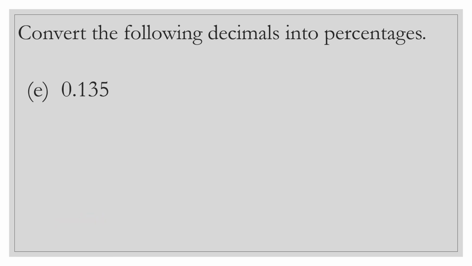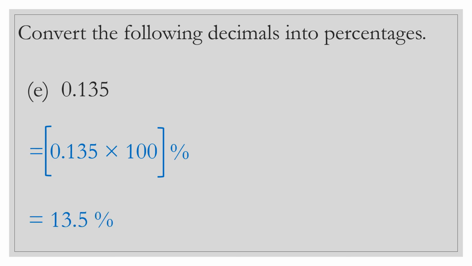Let's solve one more question. Question number E. Convert 0.135 into percentage. Again, multiply the decimal by 100 and put the percentage symbol. That means write 0.135 multiplied by 100 in bracket and put the percentage symbol after bracket. Now do the multiplication. We get 13.5 percentage. So the answer is 13.5 percentage.